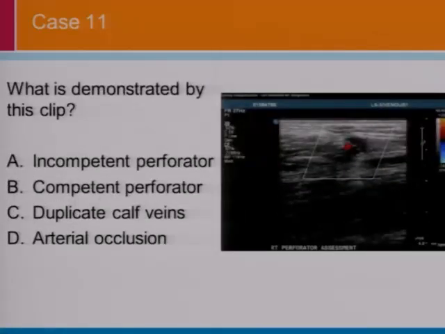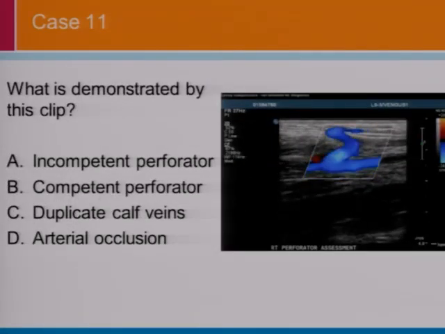All right. Is this an incompetent perforator? A competent perforator? Duplicate calf veins? Or arterial occlusion? Can you guys play that again? Keep that looping for me, possibly.